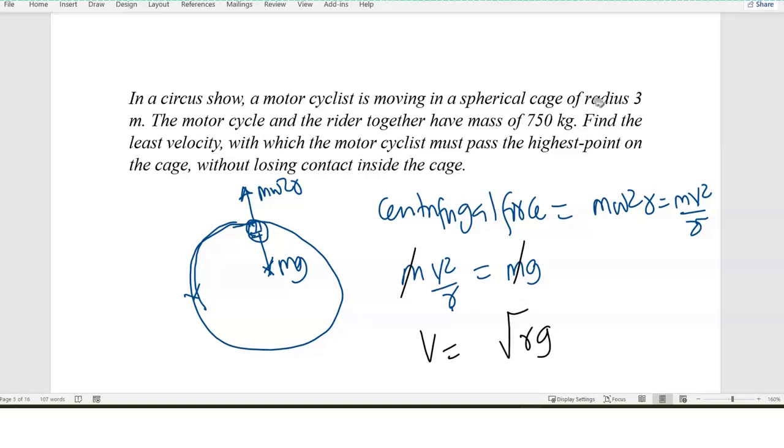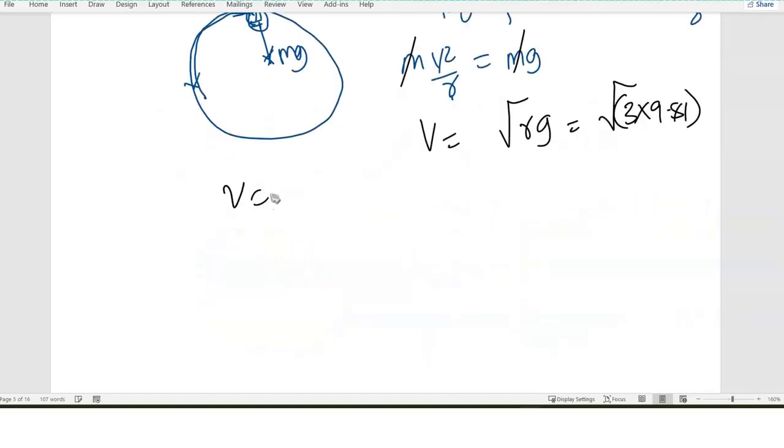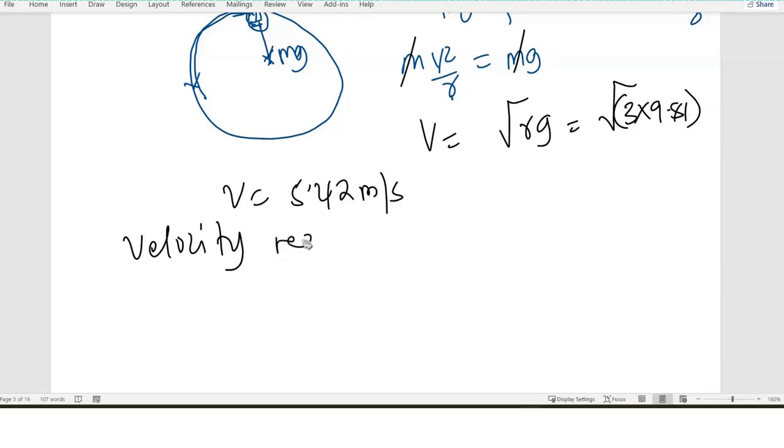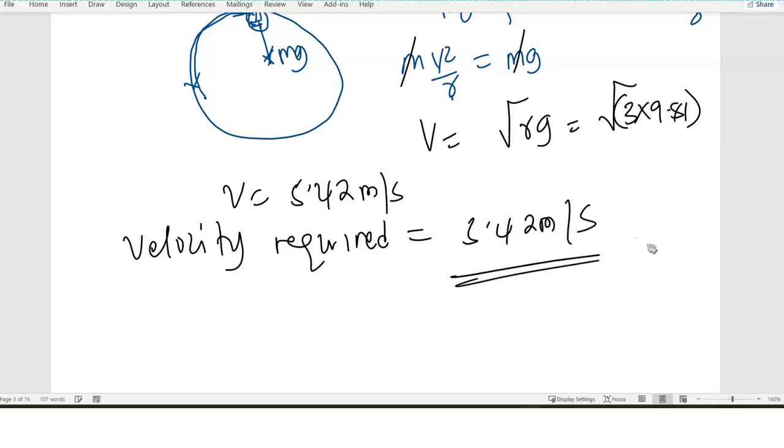Do we know the radius? Yes. So this will be the square root of 3 times 9.81. So v is equal to 5.42 meters per second. So that is the velocity. The velocity required will be equal to 5.42 meters per second.